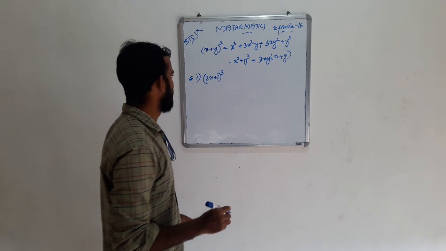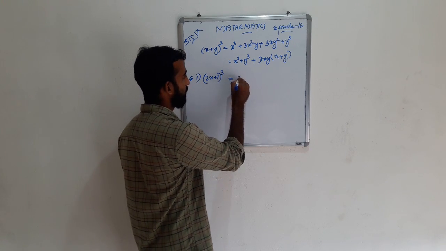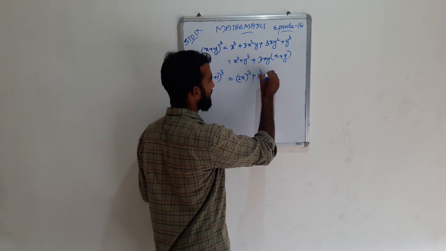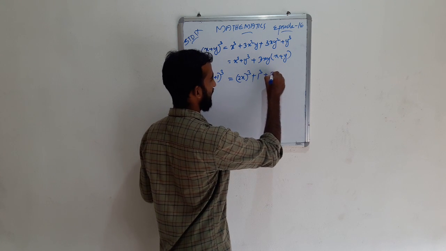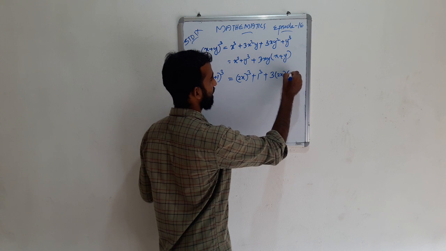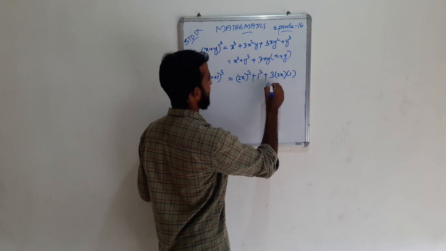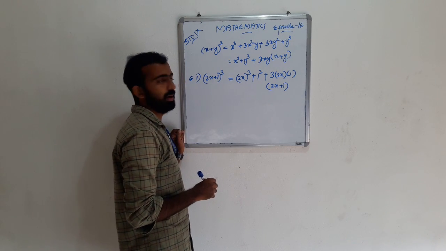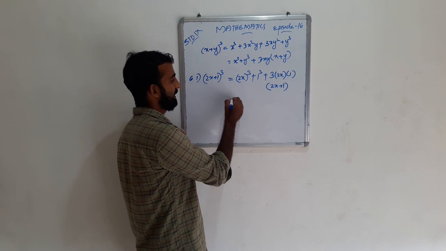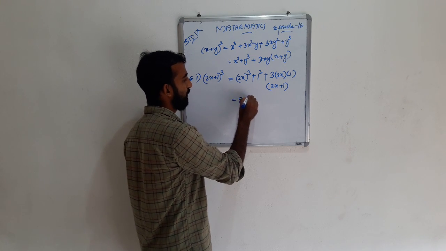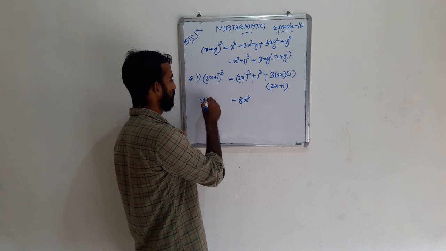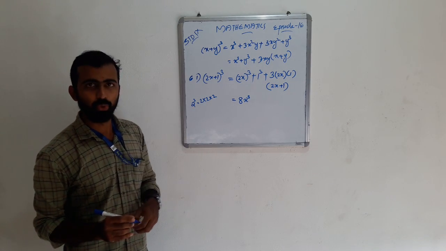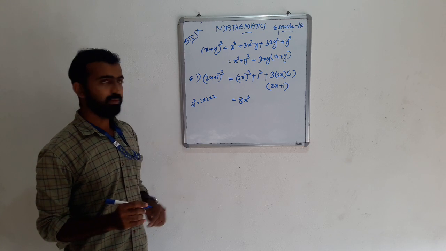(x + 1) whole cube. Here, what is x? (2x) whole cube plus y cube, 1 cube, plus 3xy, that is 3 into x into y into (x + y), with x = 2x and y = 1. We get 8x cube, where 8 means 2 into 2 into 2, since 2 cube means 2 into 2 into 2.